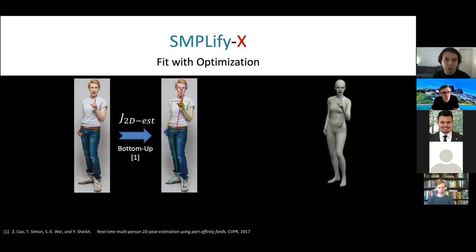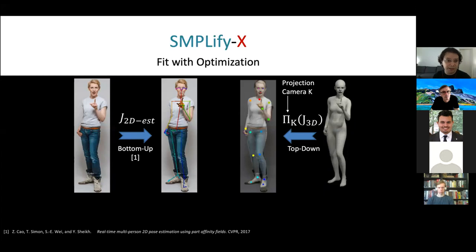First, we use OpenPose to detect whole body 2D features in the image. And then we use SMPL-X and project its 3D joints on the image plane. And finally, we minimize the reprojection error like SMPLify.